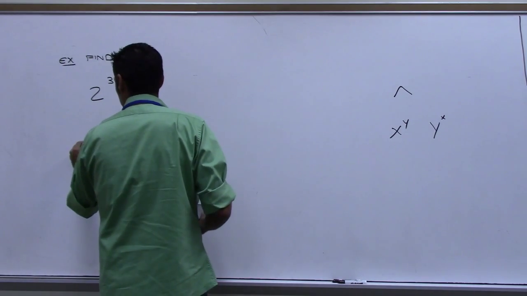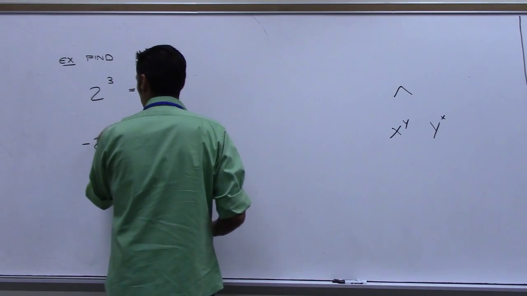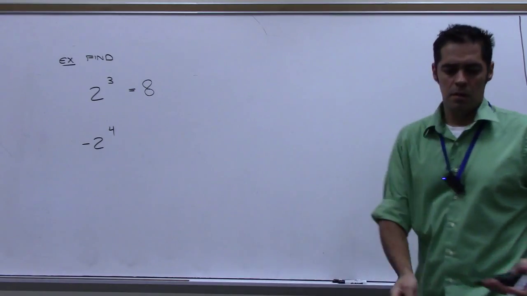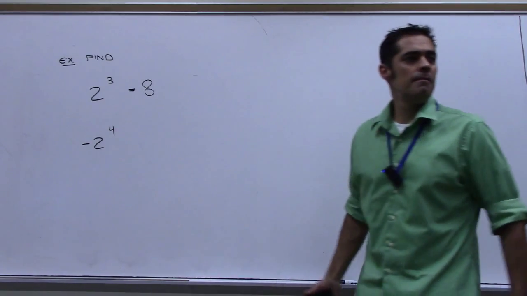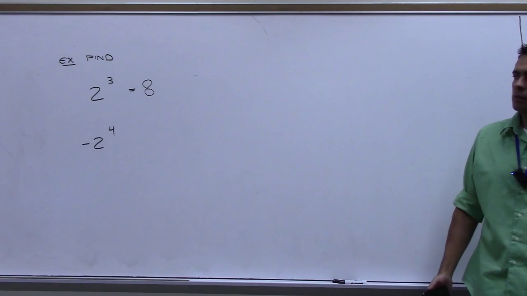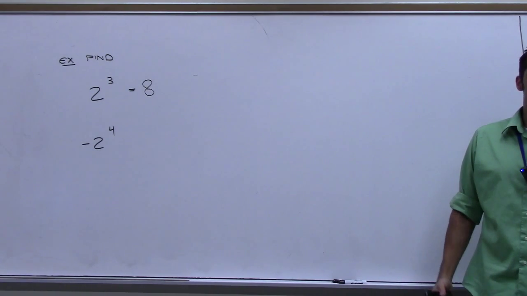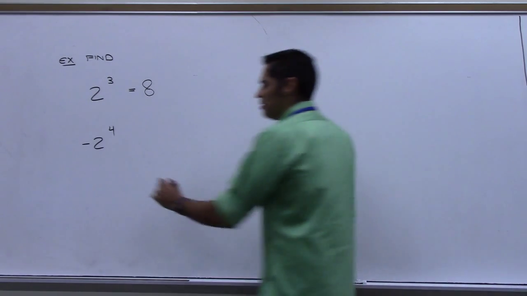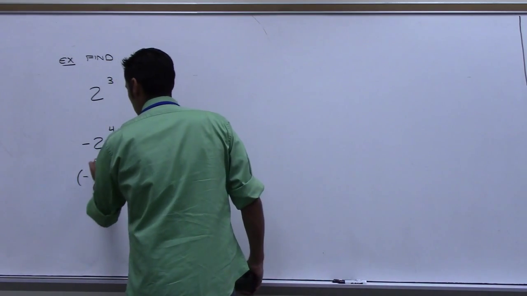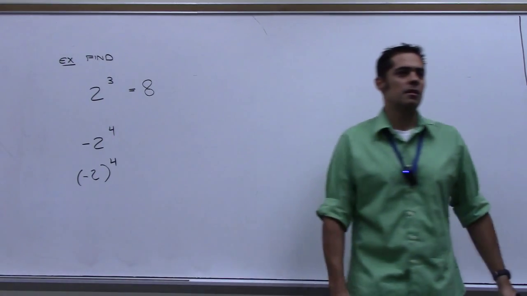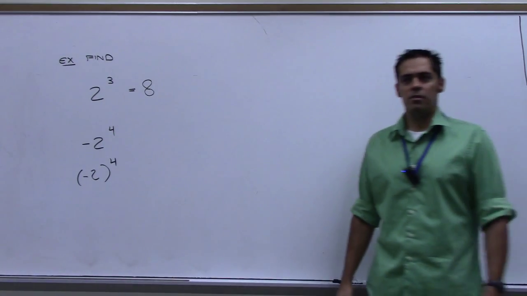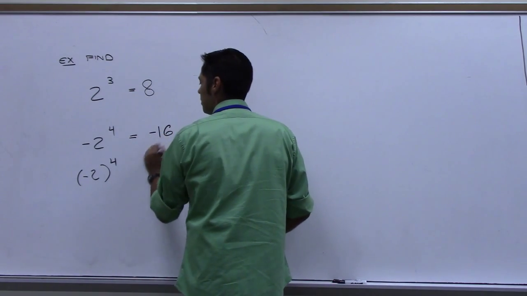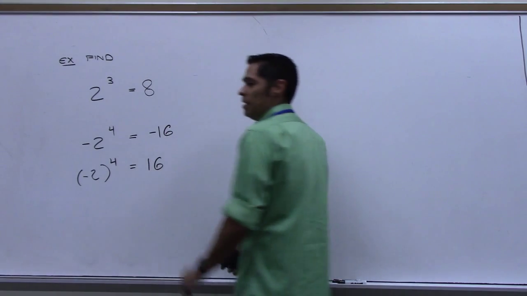Now what I'd like for you to do is negative 2 to the 4th. What do you get? 16? You should be getting negative 16. Because I didn't ask you to do this. That's different. So you need to be able to type this correctly on your calculator. This should get you negative 16. This should get you positive 16.